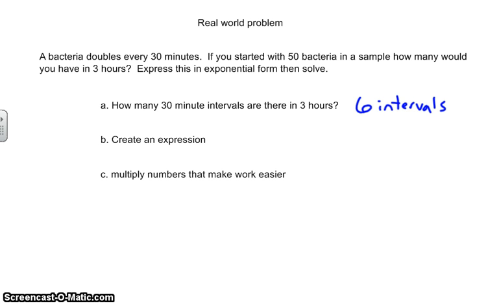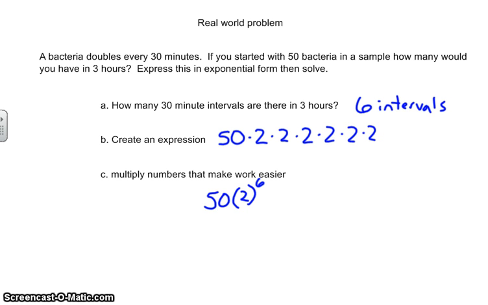So if I create my expression, I have 50 is what I started at. Then I got to multiply it by 2, by 2, by 2, by 2, by 2, by 2, 1, 2, 3, 4, 5, 6. But that's really awkward. That doesn't make my life easy, so I got to make this expression a little simpler. So what I'm going to say is it's 50 times 2, then how many 2's do I have? I have 6, so 2 to the 6th power. And then I can work out to get my final answer.